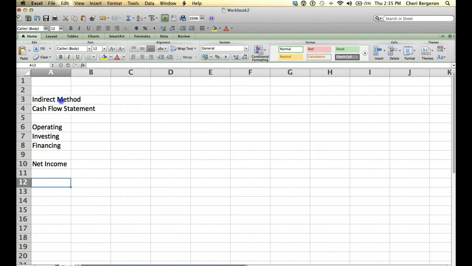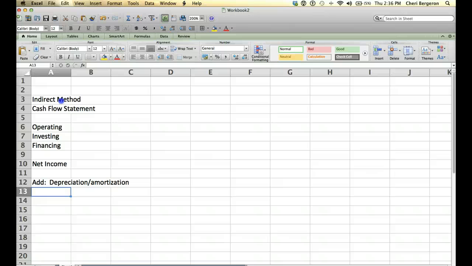Alright, so you start with your net income that you get from your income statement. Then you're going to add back any non-cash expenses, and those are typically depreciation and amortization. The reason for that is that it decreased net income, but it did not decrease cash. So we're going to add it back.